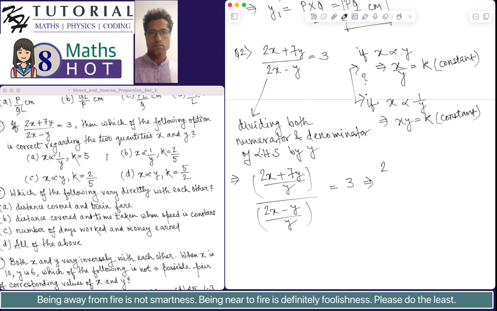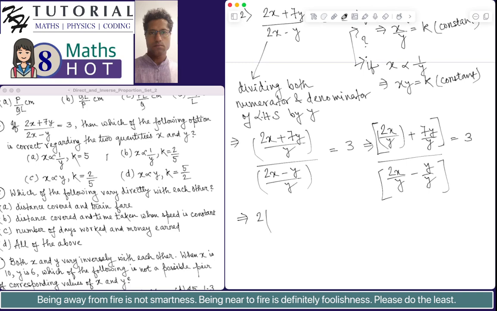We get 2x by y plus 7y by y divided by, you can use some brackets for better readability, 2x by y minus y by y. I have just split both the numerator and the denominator. I have split the numerator with the plus and the denominator with the minus. Now if I further simplify, I get 2 into x by y plus 7, since 7y divided by y is 7, divided by 2x by y minus y by y, which is 1, is equal to 3.